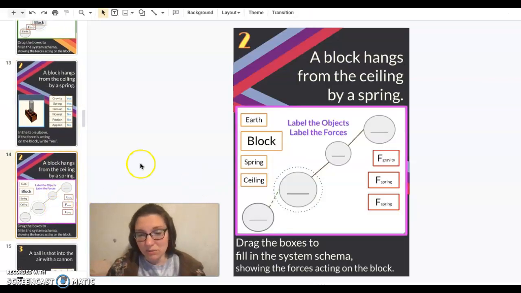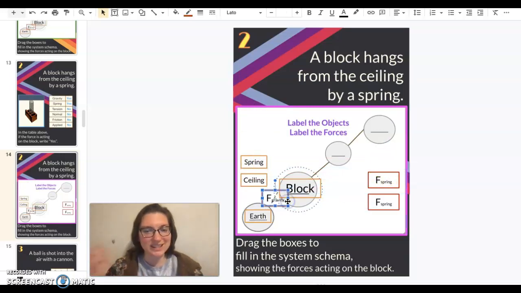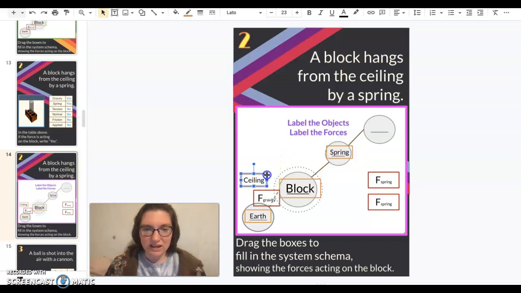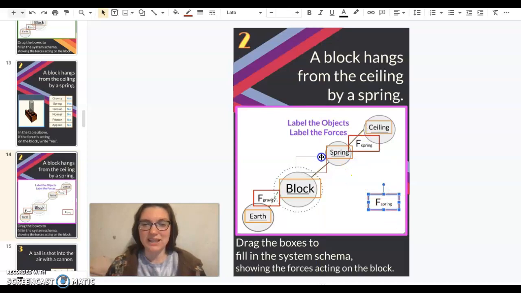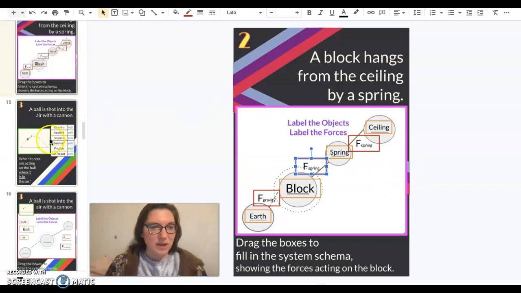So this one looks a lot like the one before. We have this dotted line signifying that the block is the object of my focus. I have a dashed line here between the block and the Earth, because the Earth is pulling down on the block with the force of gravity. And I have the spring here holding the block to the ceiling. So that spring force is being felt between the block and the ceiling. Okay? So that kind of gives you some background there on these.